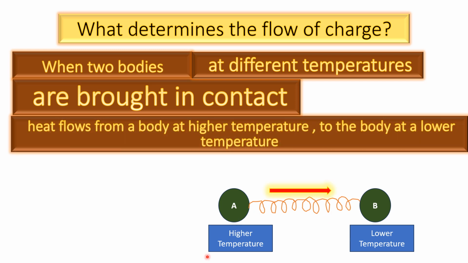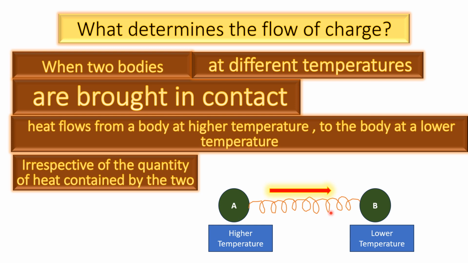Heat starts flowing from the body at a higher temperature to the body at a lower temperature, and this flow of heat is irrespective of the quantity of heat contained by the two bodies. So even if you do not know how many calories are there in body A or in body B, if you just have the information that body A is at a higher temperature and body B is at a lower temperature, you will immediately be able to say that the heat transfer is from body A to body B. This is the nature of heat.